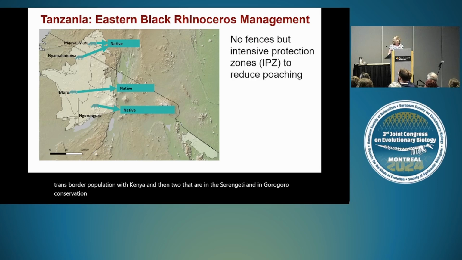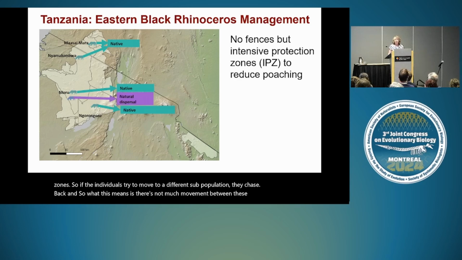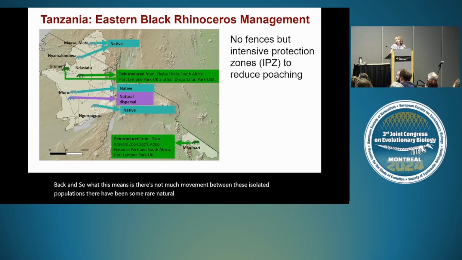area. One of the things about the way rhinos are managed in this area is because poaching is their most serious risk, they're managed in these intensive protection zones. So if the individuals try to move to a different subpopulation, they chase them back. And so what this means is there's not much movement between these isolated populations. There have been some rare natural dispersal events, and they've done some translocations.